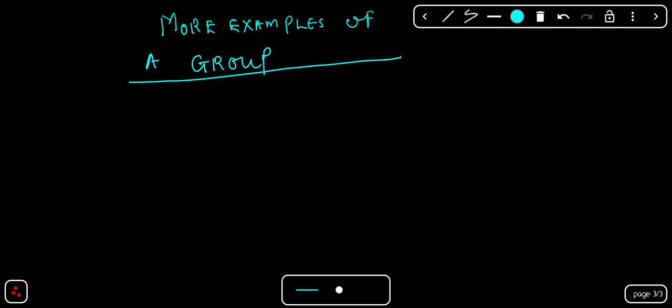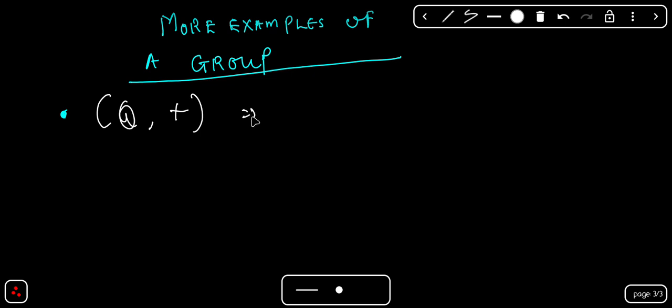The first example we'll be looking into is the set of rational numbers under the operation addition. So that is rational numbers under the operation addition. Is it a group? Let's check.